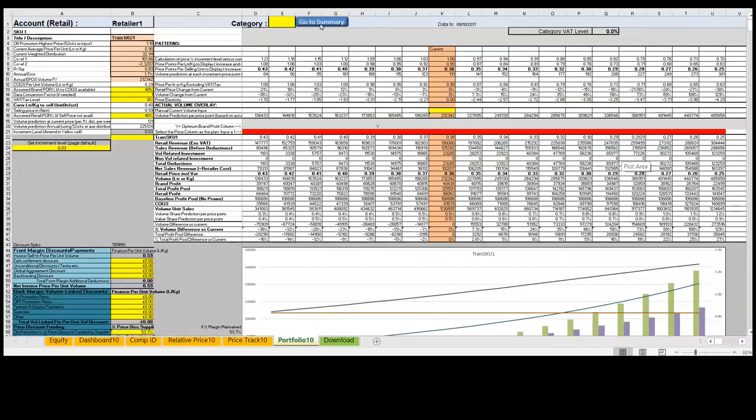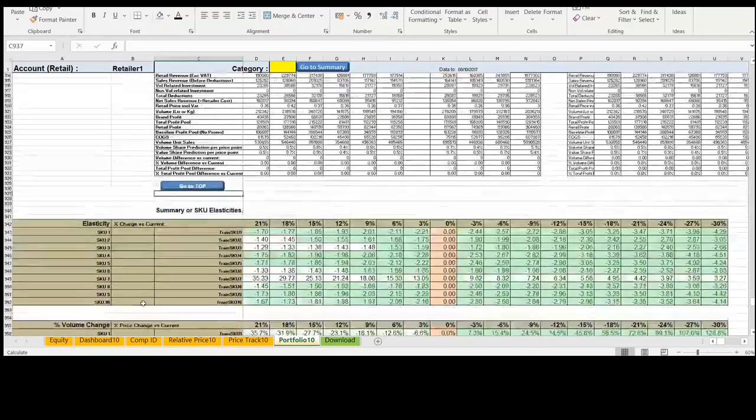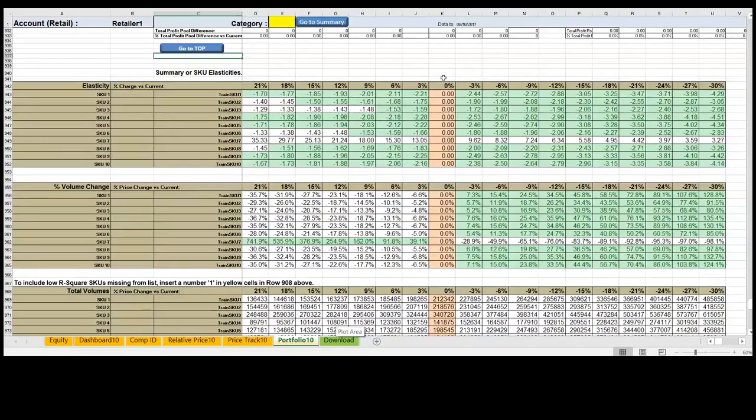The elasticity summary is at the bottom, so scroll down or click the blue Go to Summary button. Scroll a little further. The structure of the tables has the current level in orange. Price percentage change going down to the right and up to the left versus current. First section is the elasticity.